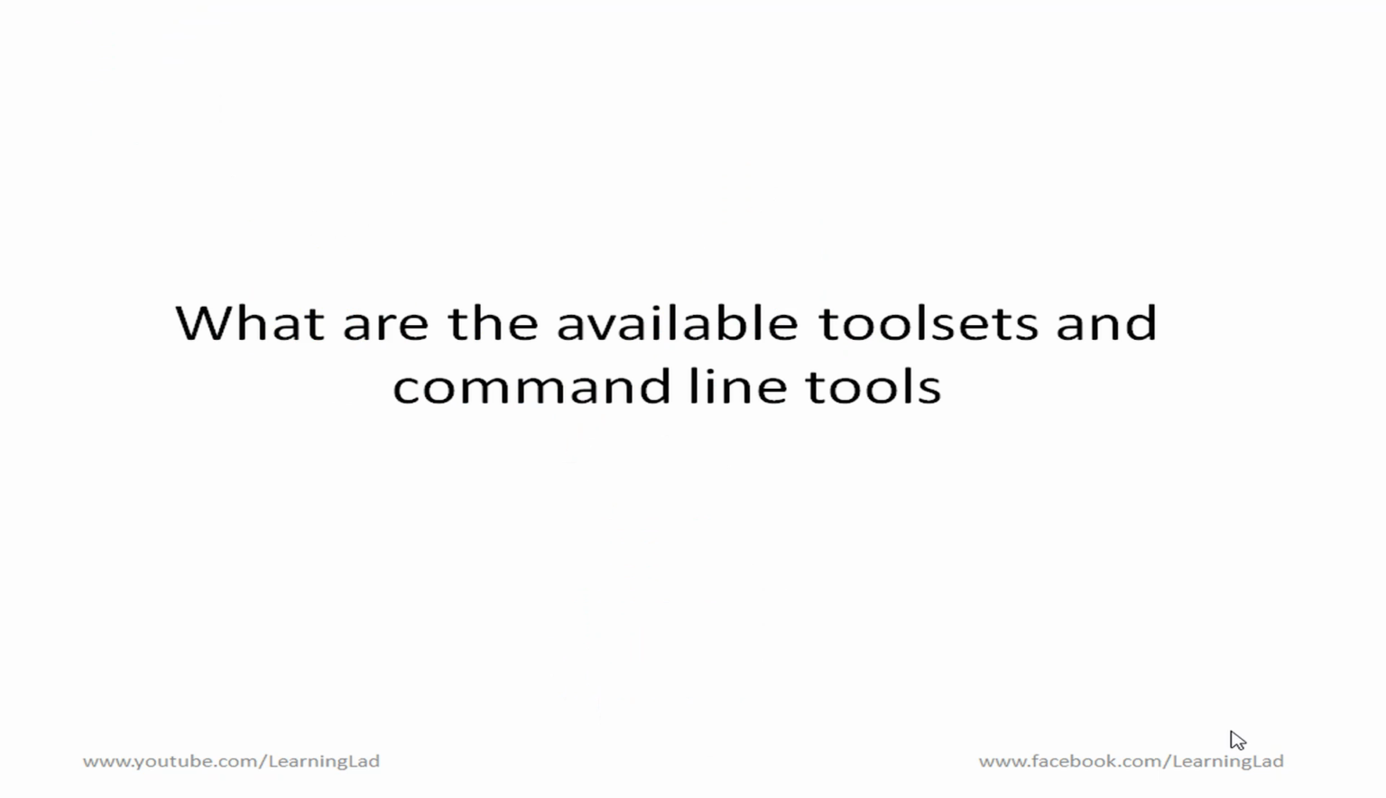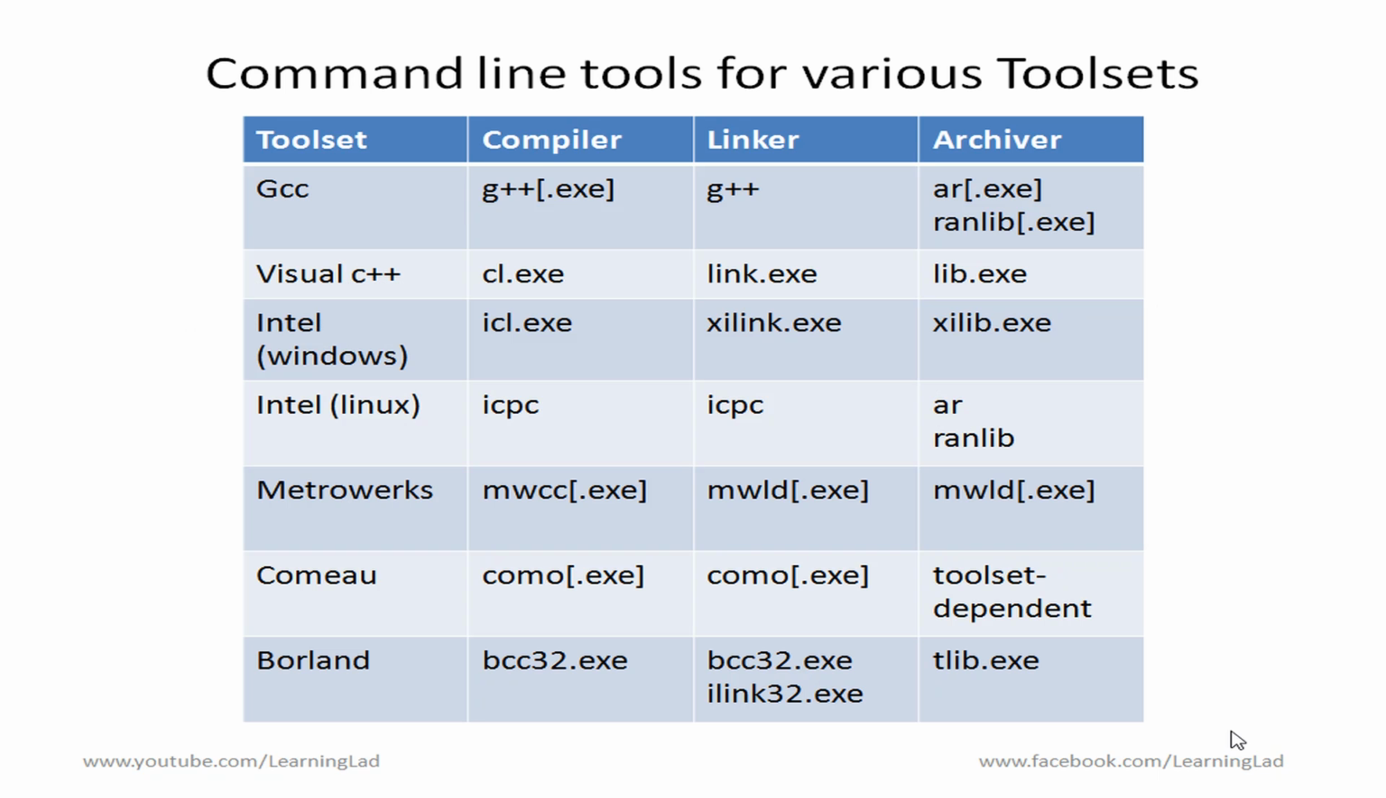Okay, now we know how C++ works, or the procedure to get the application or the executable from a C++ source file. What are the available toolsets and command line tools that we can use to do that? So the command line tools for various toolsets are, if you're gonna select the GCC toolset, then you'll get the G++ compiler, G++ linker, and also the AR or ranlib archiver. Similarly, for a Visual C++ toolset, we have their specific compiler, linker, and archivers. And similarly for Intel, Windows, Linux, Metrowerks, Comeau, and all these different toolsets contain different compilers, linkers, and archivers.